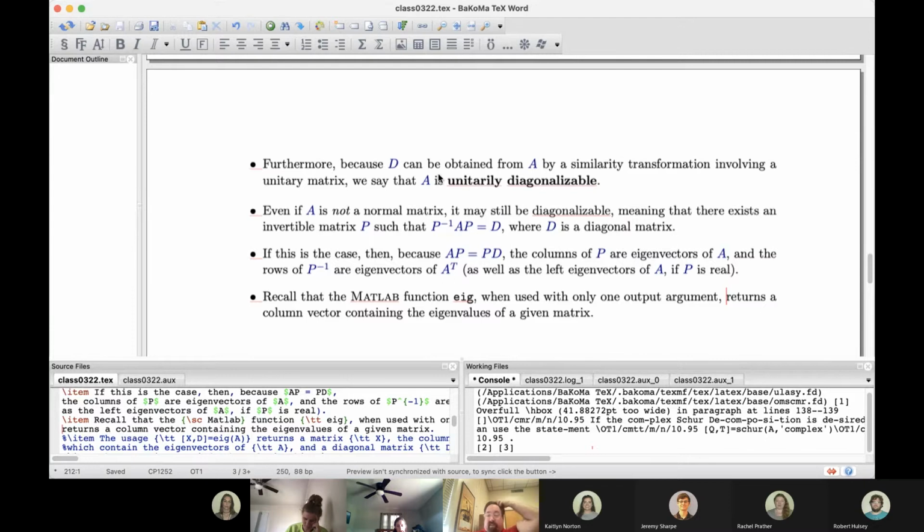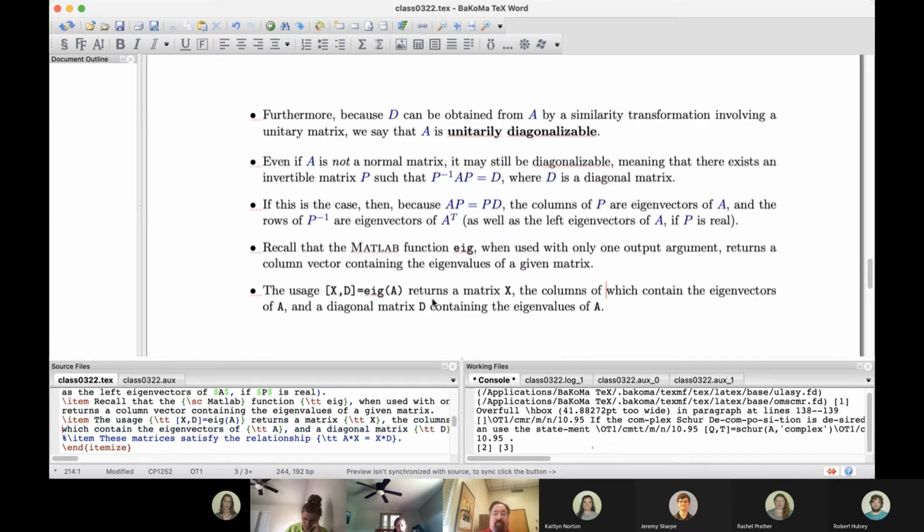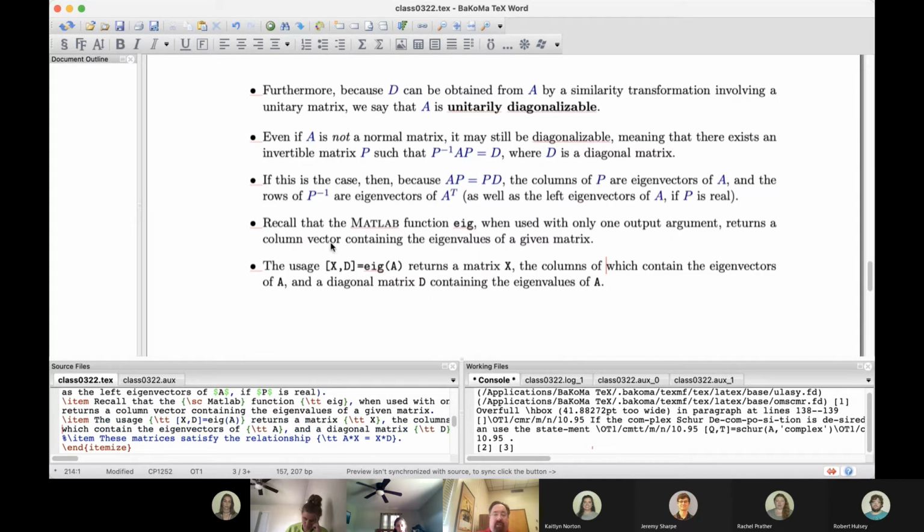Okay. Now, I mentioned eig earlier. eig, if used with only one output, just gives a column vector containing the eigenvalues. But another usage of eig has two outputs, like you do with Schur. We have [X, D] = eig(A). So X is a matrix whose columns are the eigenvectors of A, and D is a diagonal matrix. Its diagonal entries are the eigenvalues. So if you need both, this is what you do with eig.